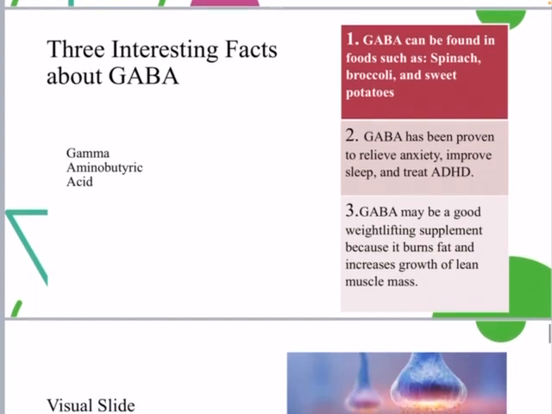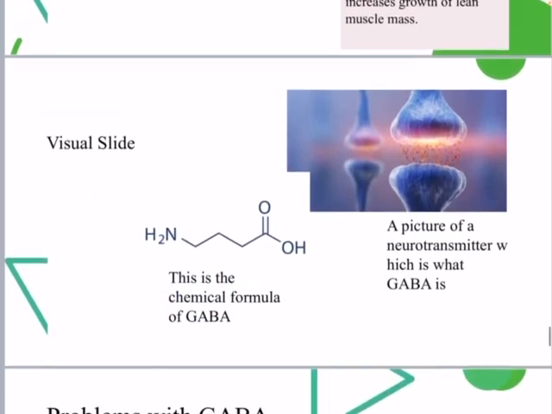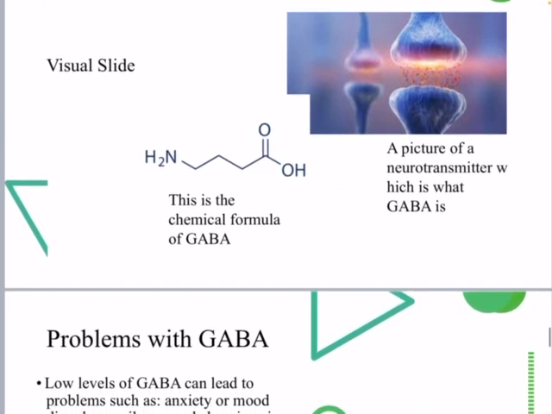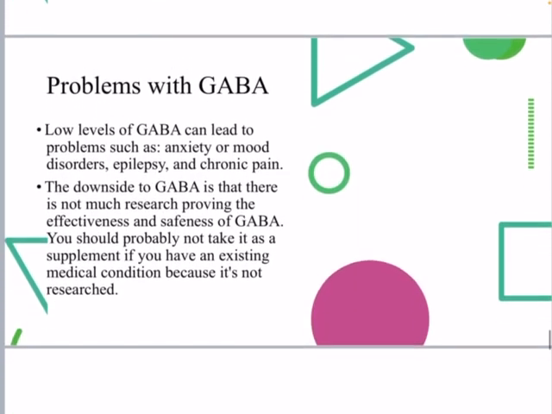Three interesting facts. GABA can be found in foods such as spinach, broccoli, and sweet potatoes. GABA has been proven to relieve anxiety, improve sleep, and treat ADHD. GABA may be a good weightlifting supplement because it burns fat and increases growth of lean muscle. This is the chemical formula of GABA, and a picture of the neurotransmitter.